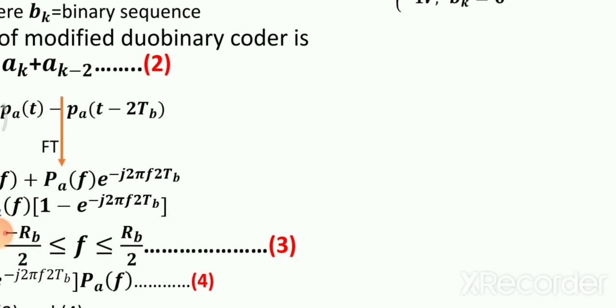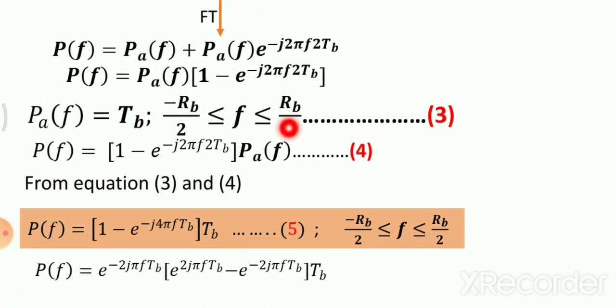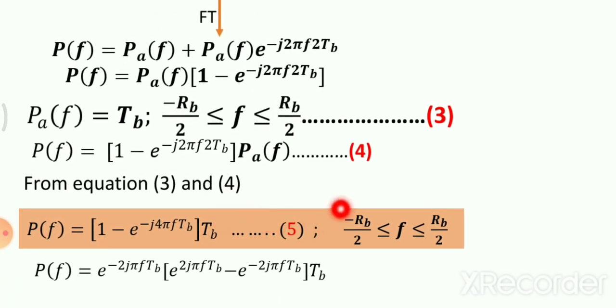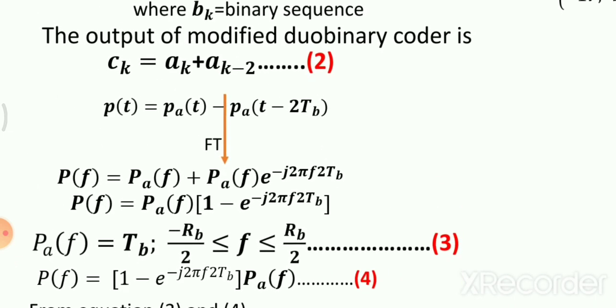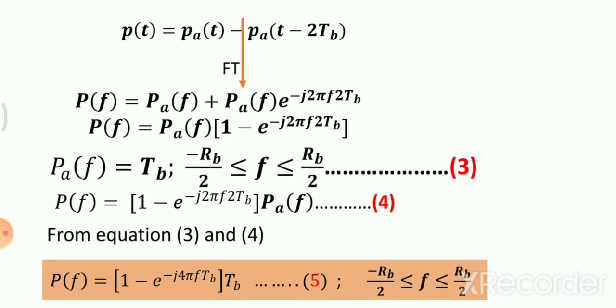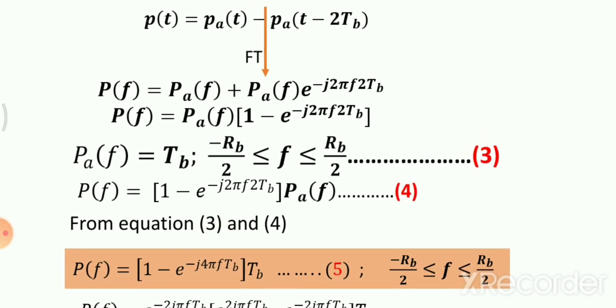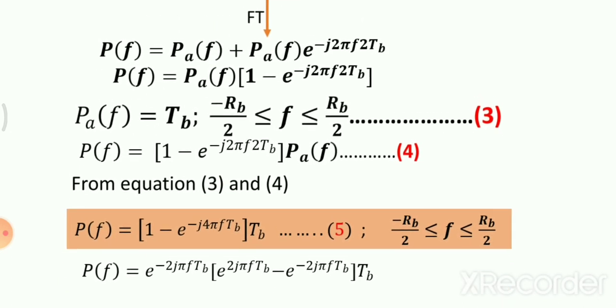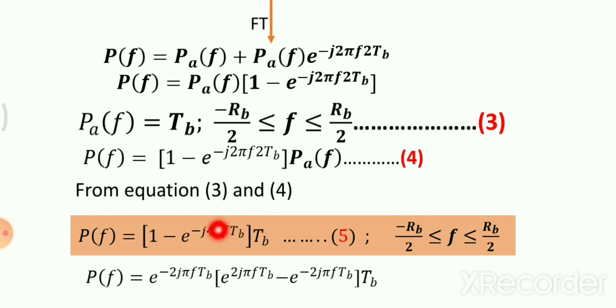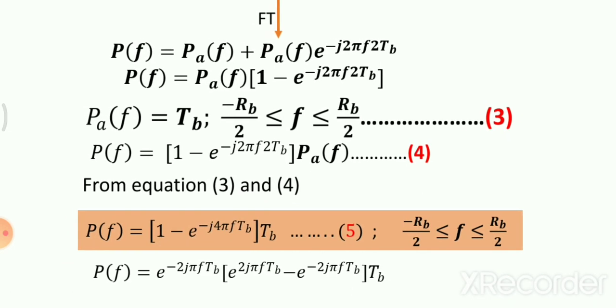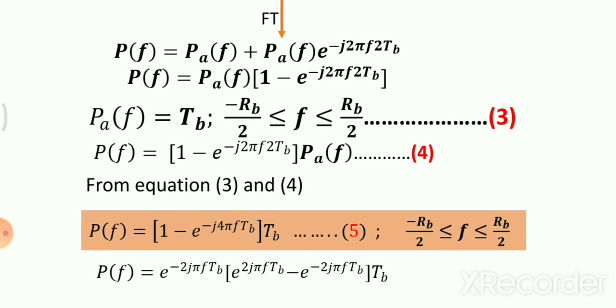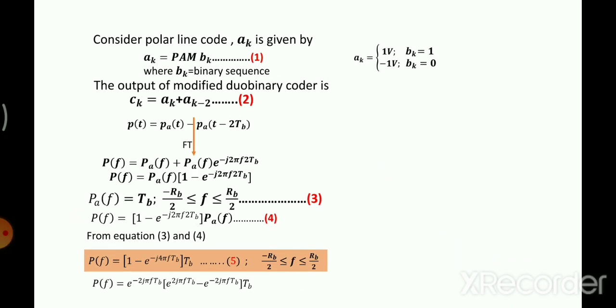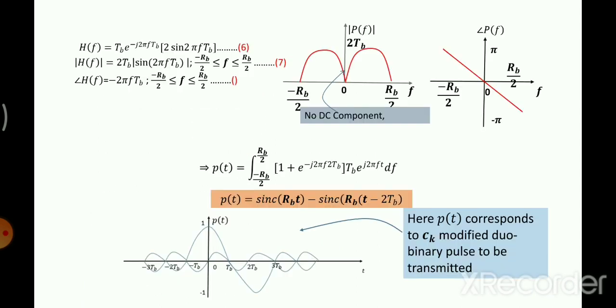As you can see here, in place of P_a(f) we have put TB, and we have limited the signal from minus RB by 2 to plus RB by 2. So this is the spectrum. The time domain modified duobinary is given by this, and the frequency domain spectrum is given by this orange colored expression. Now we can modify this by taking e raised to minus j 2 pi f TB common. It will be an arrangement to get a sine wave, right? Because e raised to j theta minus e raised to minus j theta gives you sine theta. So we're going to get a sine theta.